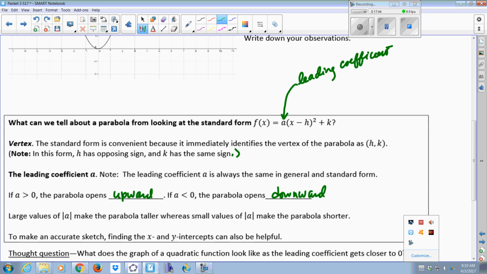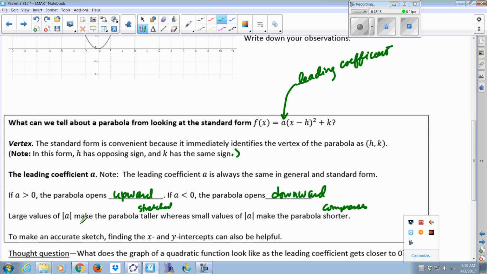And based on the absolute value of a, the bigger a is, then the more narrow this becomes. So larger values of the absolute value of a make the parabola taller, whereas smaller values of the absolute value of a make it shorter. So remember, we called this taller bit stretched, and this compresses it or shrinks it.